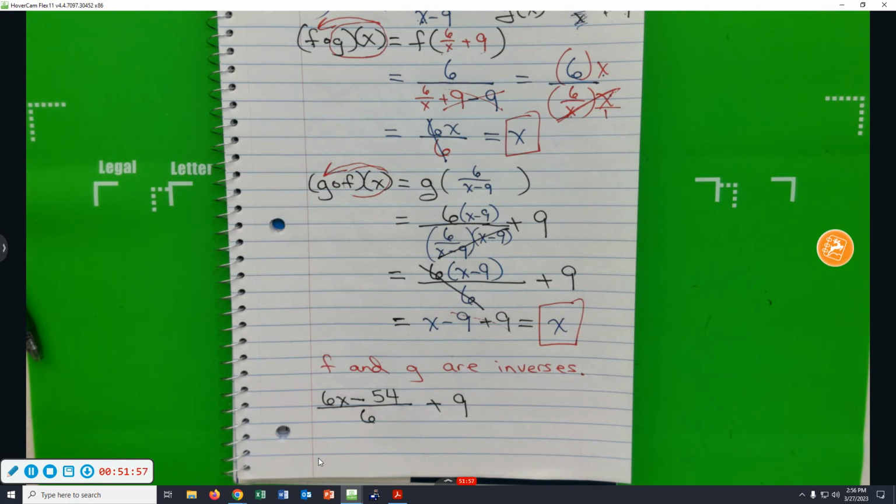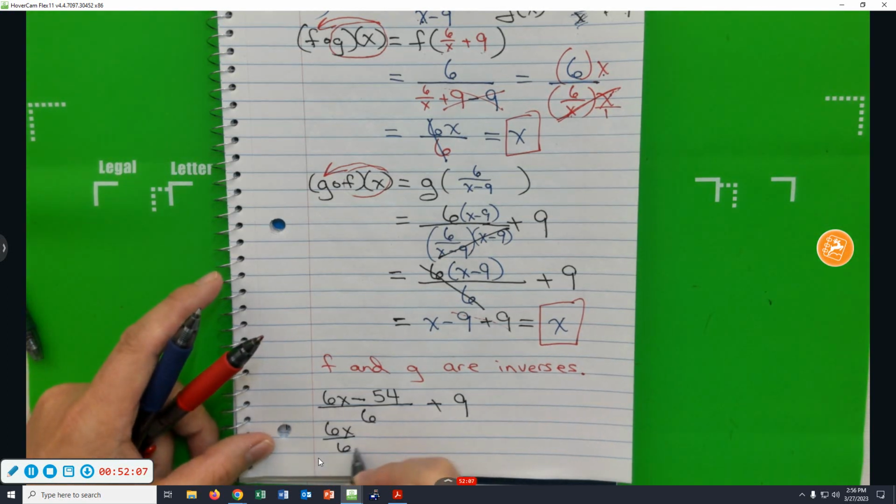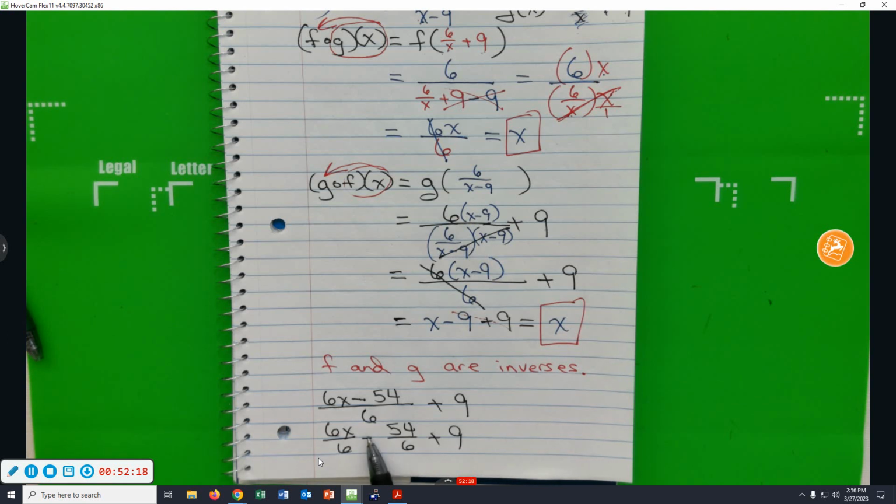What we could do is we have two options to cancel fractions. Either we get it in factored form, or we split it up. 6x over 6 minus 54 over 6 plus 9. What's 54 divided by 6? So we have a minus 9 plus 9. What's happening? Yeah, it's getting rid of the stuff. Yeah, you definitely saved it.